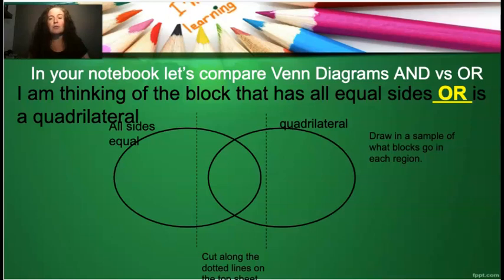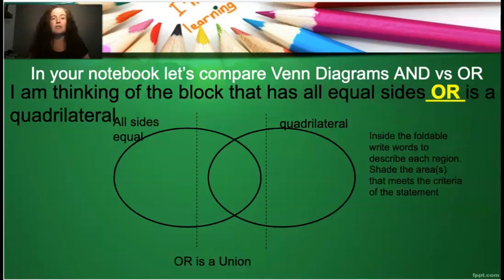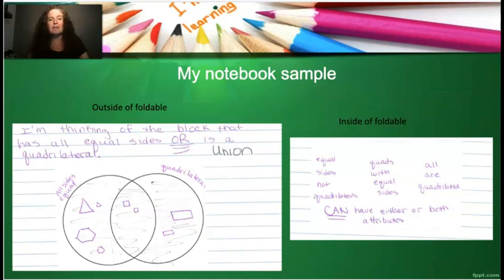You draw in a sample of what blocks go in each region. And then on the inside, you're going to write the words that describe each region, and you're going to shade the area that meets the criteria of the statement equal sides or a quadrilateral. So take a minute, pause the video if you need to so you can write in your interactive notebook, and then go to the next slide.